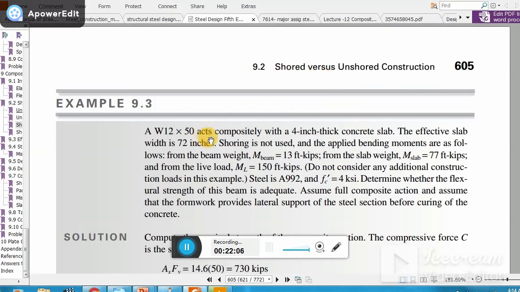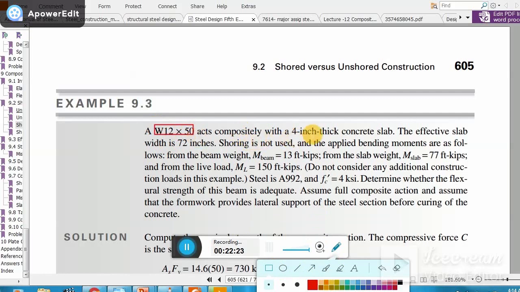A W12 by 50 section acts compositely with a 4-inch thick concrete slab, meaning composite behavior is achieved. Remember each word here. The effective slab width is b_E. Shoring is not provided. This is important. Shoring is not provided means this is unshored construction. No formwork is provided.